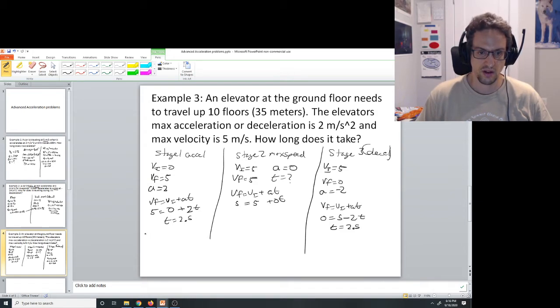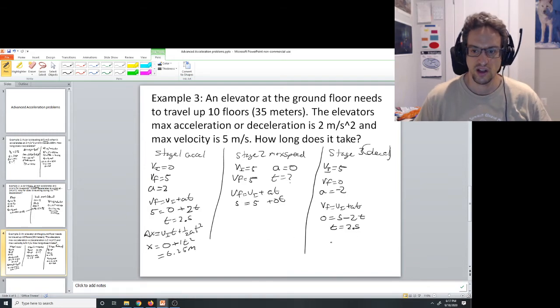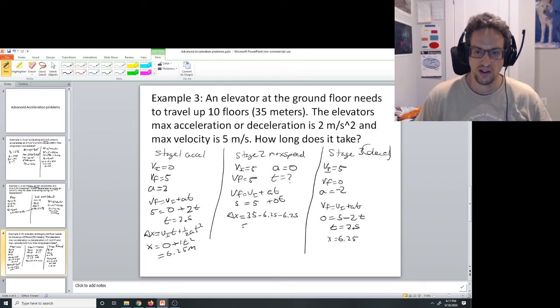So I can do a bunch of different ways here. I'm going to do change in x equals V initial times time plus 1/2 AT squared. This is x equals 0 plus 1t squared. T is 2.5. I guess I could put that in there, but really this comes out to be 6.25 meters. Do the same thing here. Same equations, and guess what? You end up with x equals 6.25 as well. 6.25 plus 6.25 is 12.5, which means the change in x here is 35 minus 6.25 minus 6.25, and this becomes 22.5 meters.